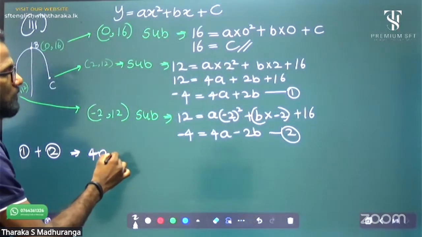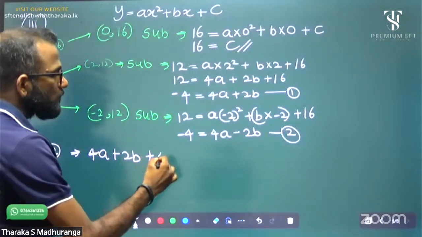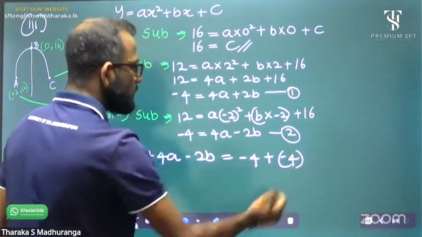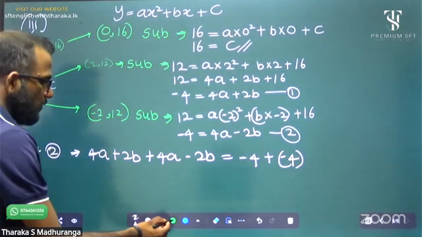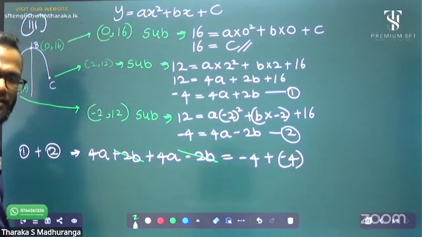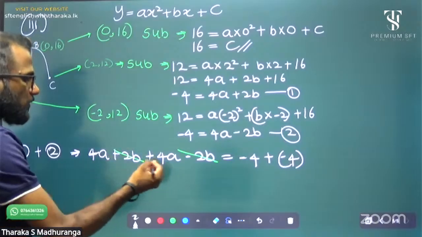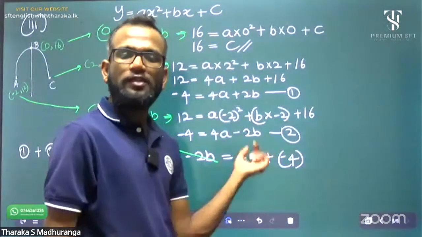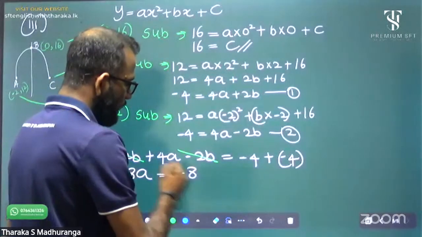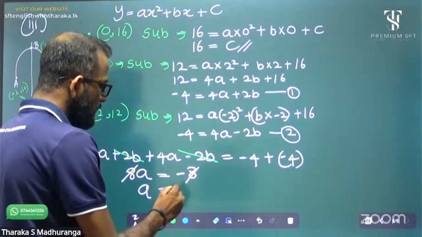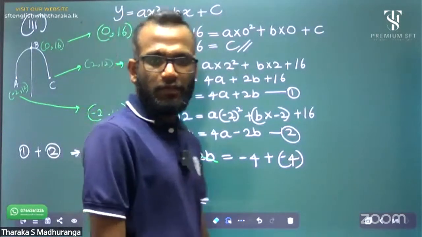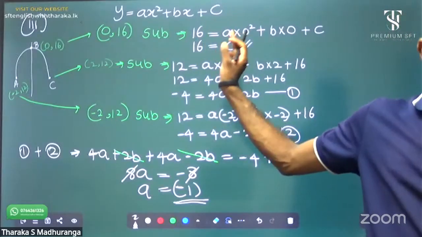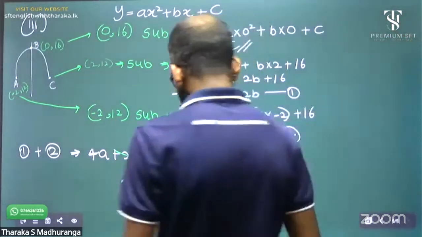4a plus 2b plus 4a minus 2b equals minus 4 plus minus 4. Just add, right? Then plus 2b and minus 2b cancel out. 4a plus 4a is 8a. 8a equals minus 4 plus minus 4, which is minus 8. Then 8 and 8 cancel out. a equals minus 1. Okay, now I got c equals 16 and a equals minus 1.